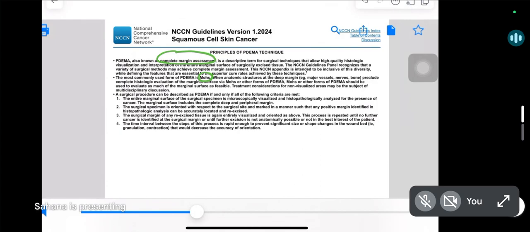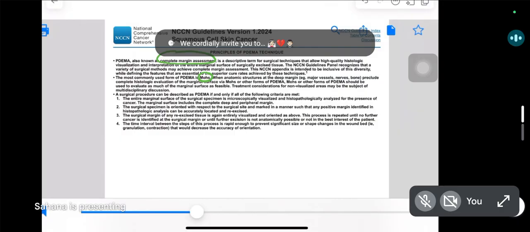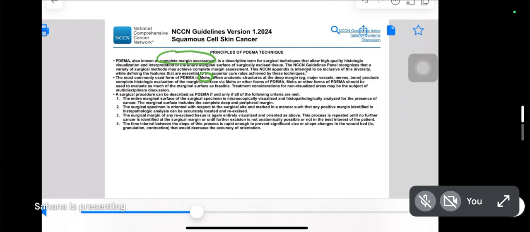The surgical specimen is oriented with respect to the surgical site and marked in a manner such that any positive margin identified on the specimen can be located and re-excised. Like we discussed in the morning, how they color code the specimen, it is similar to that. Here you will process it in such a way that you are communicated well and you exactly resect that represented area. The surgical margin of any re-excised tissue is again entirely visualized and oriented as above.